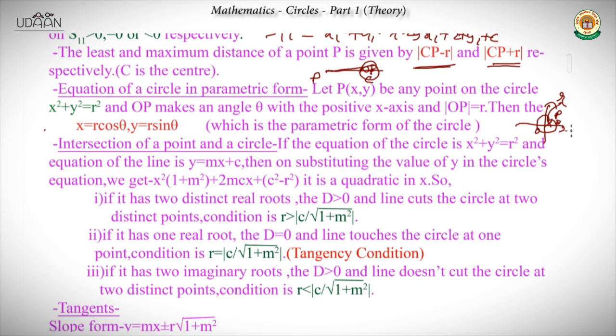Let's assume the circle. O is the origin. This is the circle. So this is the distance and angle theta. The point coordinates are given by x equals r cos theta and y equals r sin theta. It's a parametric form of the circle.